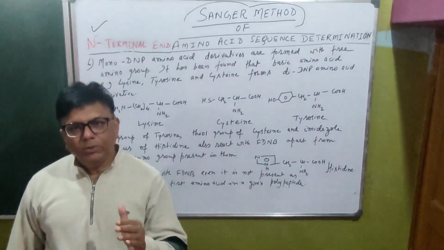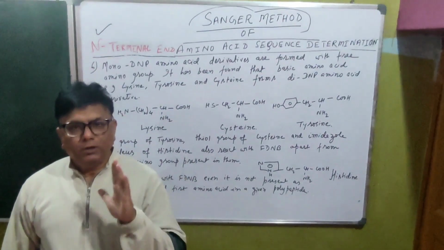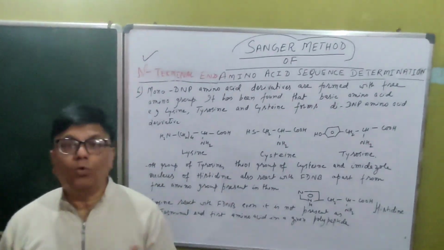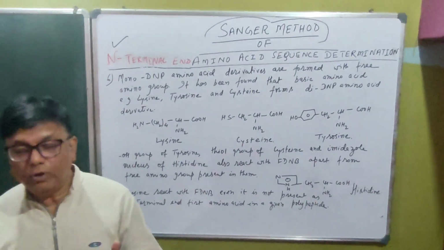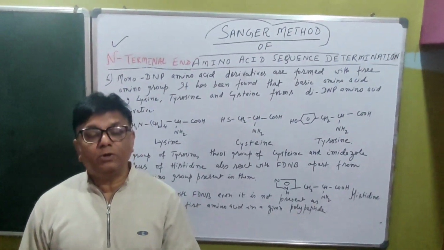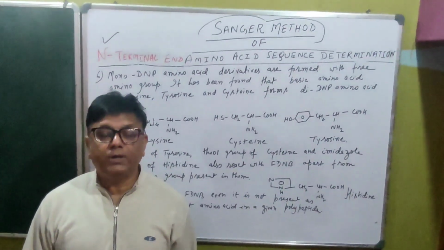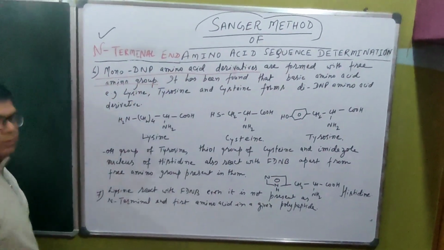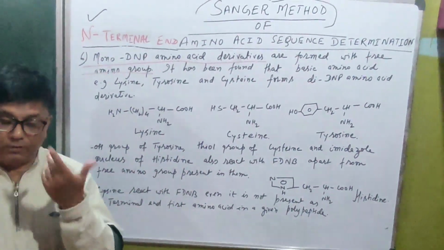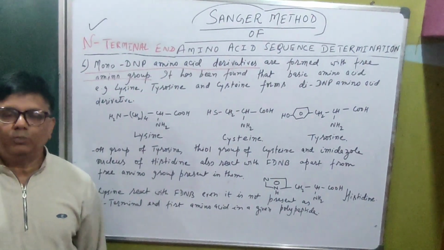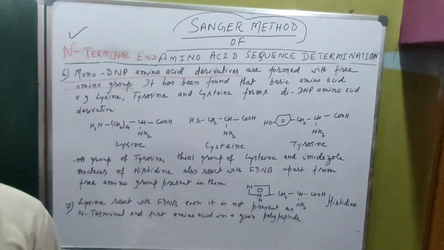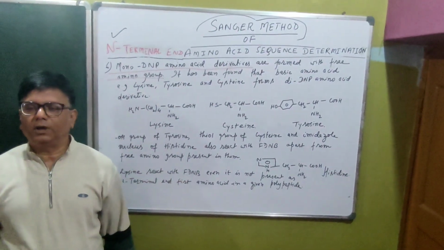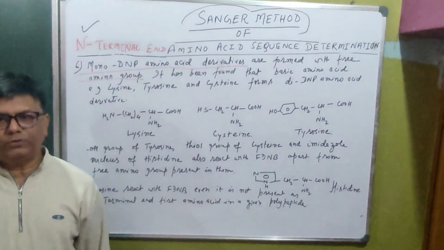FDNB reacts with the N-terminal amino acid's amino group. You see the reaction. Now what happens? You know, amino acids can be neutral, acidic, or basic. If you have only one free amino group in the N-terminal first amino acid, you will get a monodinitrophenyl derivative. That is, you see, monodinitro amino acid derivatives are formed with a free amino group. Okay, but in case of a basic amino acid with two amino groups, FDNB will react with both the NH2 groups, one which is at the terminal end, and the other which is lying elsewhere.